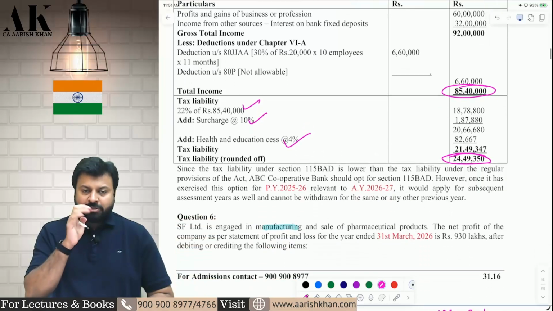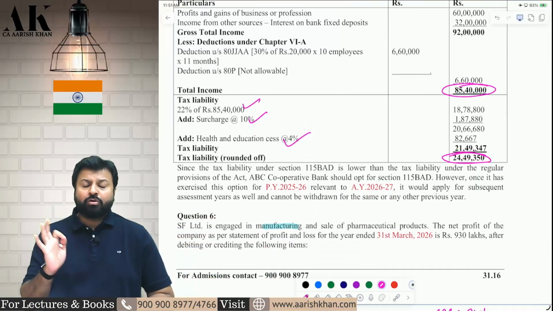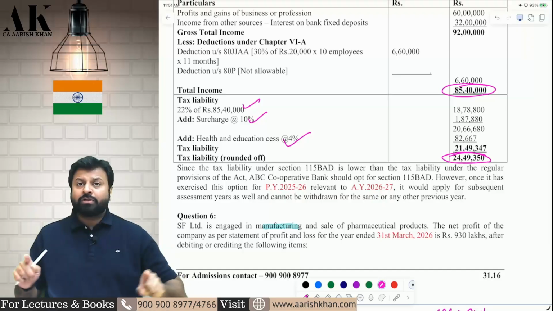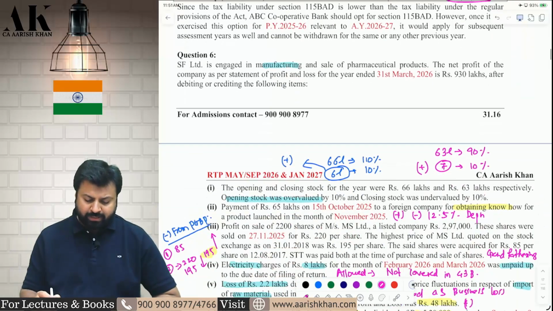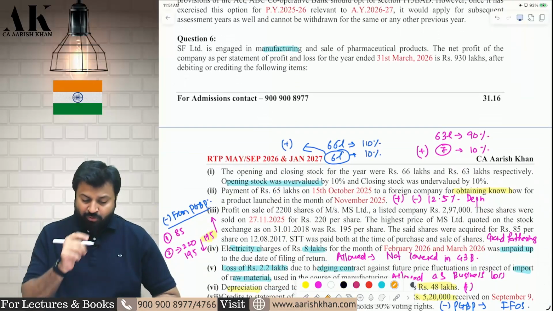Okay. So this is this beautiful question of cooperative society. I have given you a chart of cooperative society in the class. Go and check. Okay. Next question is a total income question.